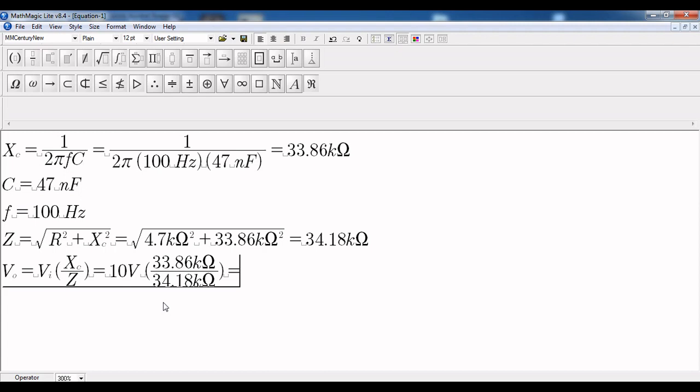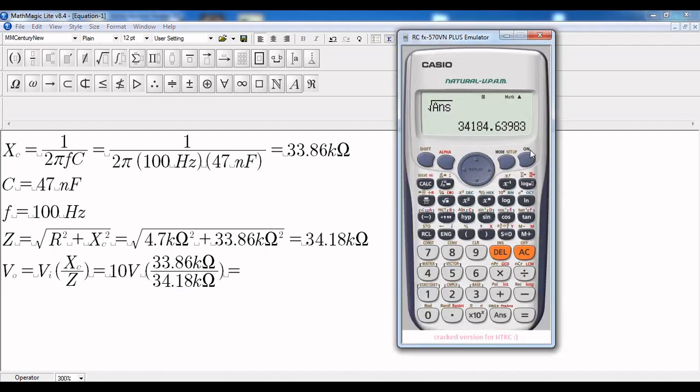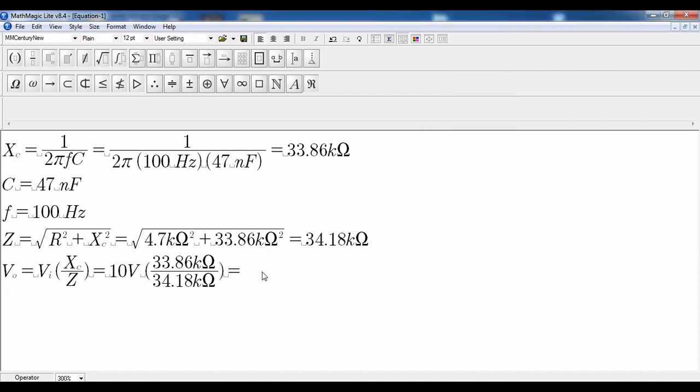So if I'm going to answer this using a calculator, I'm going to compute this first before I multiply it by 10. Because they're both kilo ohms, we can actually not put in the times 10 to the 3. Again, we can only do that if they have the same prefix. In this case, they are both kilo. So that is permissible. So 33.86 divided by 34.18. So we get this. Then multiply it by 10. We get 9.91 volts.